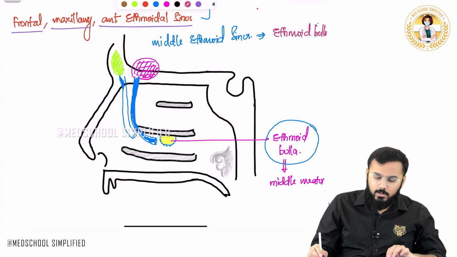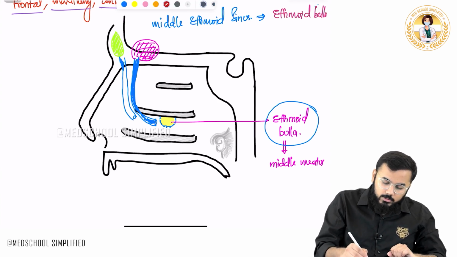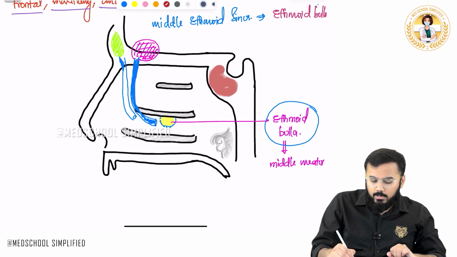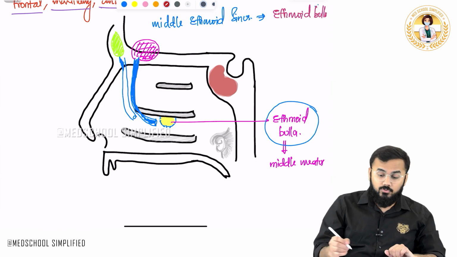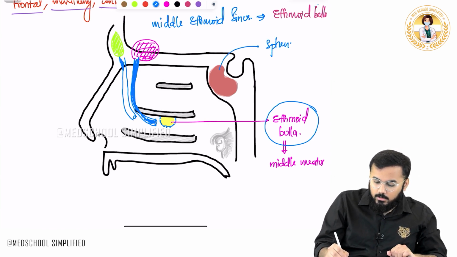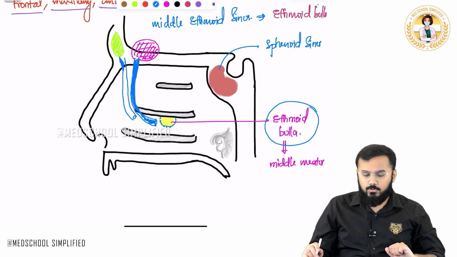Ethmoid bulla. Okay. Next important thing is that here you have one more sinus. See, exactly this is another sinus. This particular sinus which I have drawn over here is your sphenoid sinus. Okay, this is your sphenoid sinus.